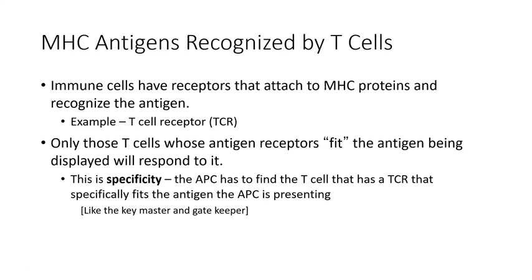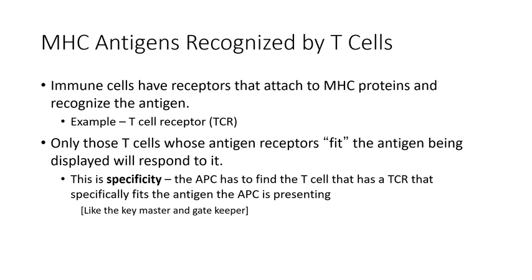Remember that our immune cells will have receptors that attach to these MHC molecules and are able to recognize the antigen. On our T cells, these are called T cell receptors. And in our B cells, they're called B cell receptors. These are important because only those cells whose receptor, like the T cell receptor, can fit the antigen that is being displayed by that MHC molecule is able to respond to it. This is the specificity that our adaptive immune cells have.